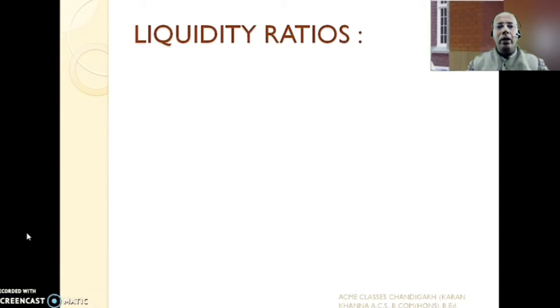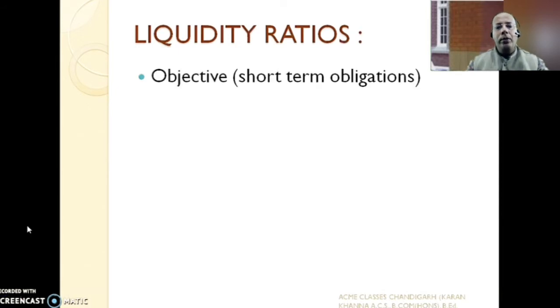Let's now jump to liquidity ratios. What is the objective of calculating liquidity ratios? Well, whether the firm will be in a position to meet its short-term obligations. And what do you mean by short-term obligations? Well, mostly current liabilities. Next, how many types of liquidity ratios exist?